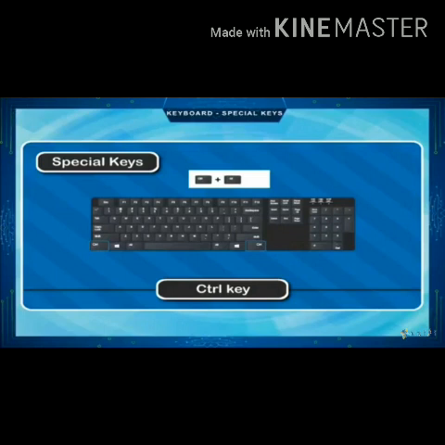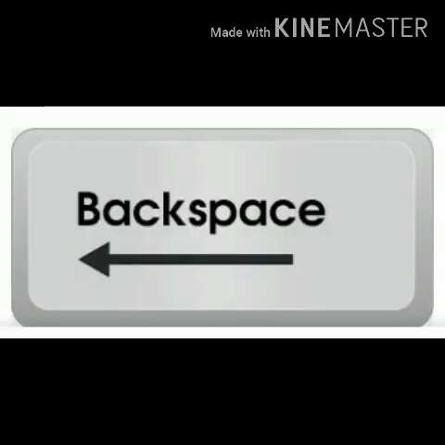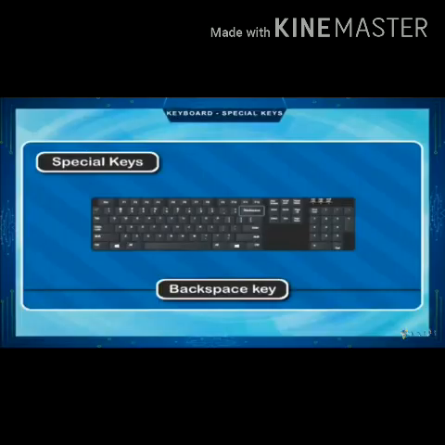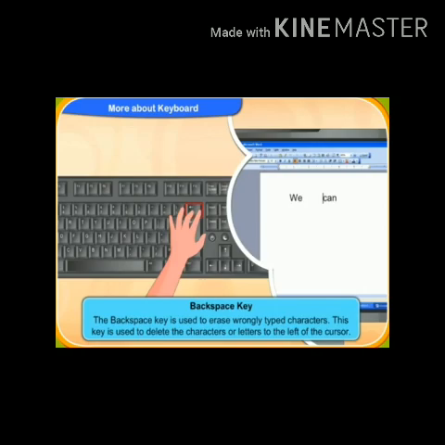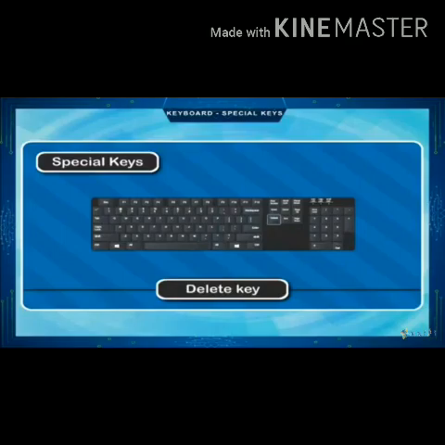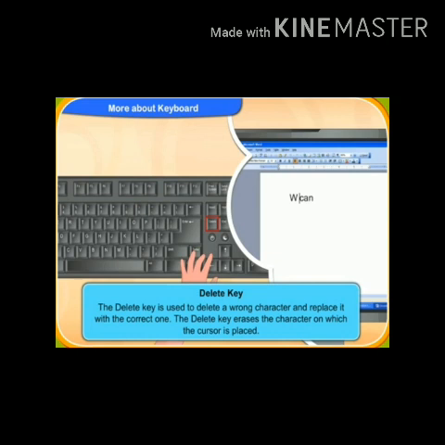Next is backspace key. It is used to erase or delete a wrongly typed letter. It deletes the letter to the left side of the cursor on the screen. Next, delete key. It is used to delete a wrong letter from the right side of the cursor.